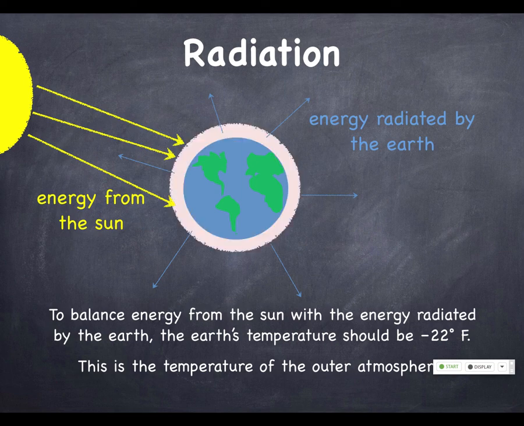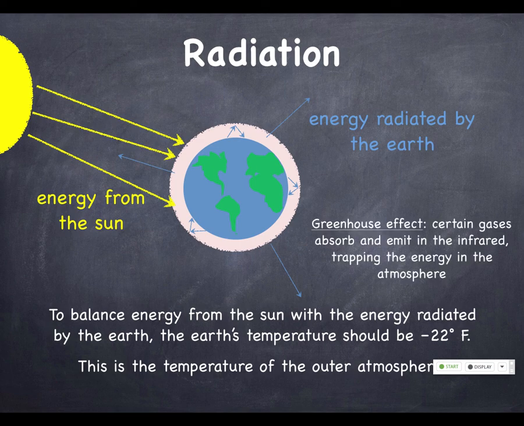Instead of escaping out into space, infrared doesn't go through the atmosphere. So it didn't come in from the sun, right? All the infrared bounces off coming in from the sun, but any infrared radiation we produce from the Earth gets trapped because it can't leave. So it just bounces around. And this is what we call the greenhouse effect, okay?